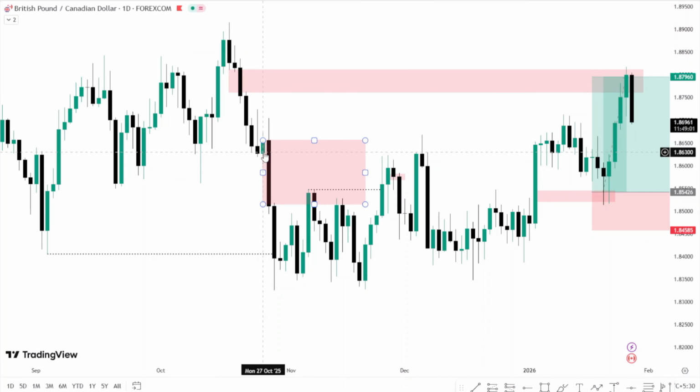So we are going to look at the detailed analysis of both of these entries that we got last week. First we are going to look at GBPCAD.